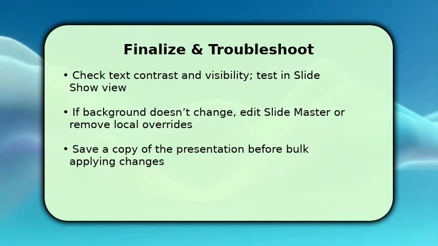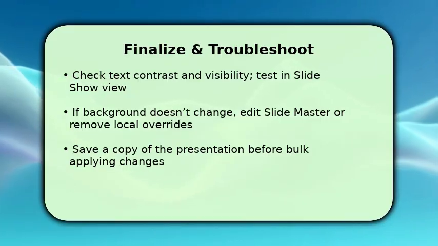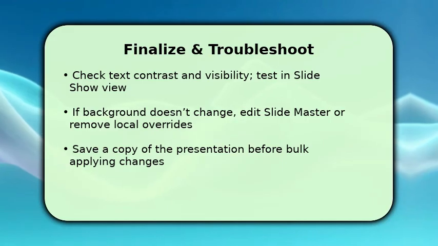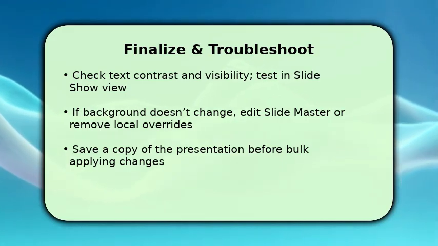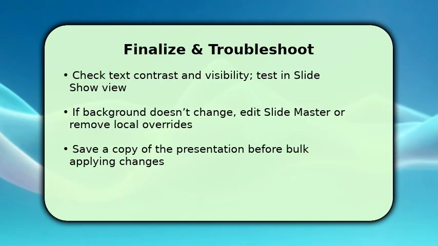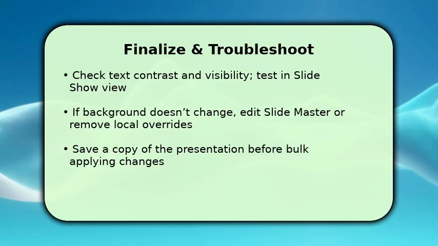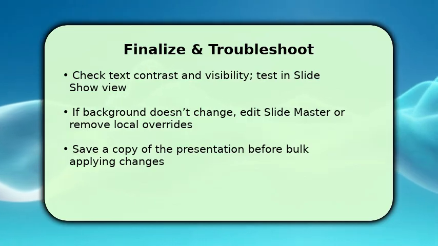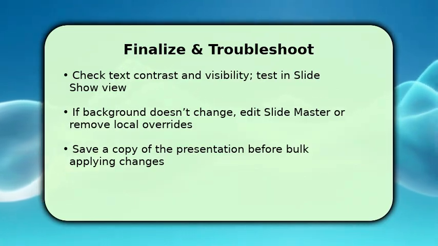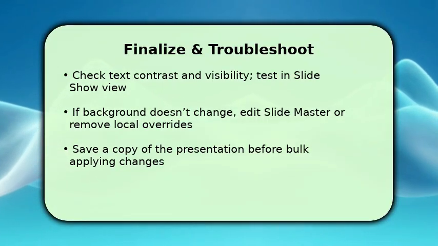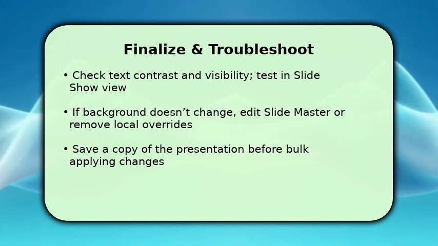Finish by reviewing the slide in Slide Show View to confirm contrast and readability under presentation conditions. Make sure headings and body text remain visible. Adjust color or transparency if they don't. If your change won't apply, open Slide Master. Local formatting can override slide settings, so clear any overrides or edit the master directly. Finally, save a copy before applying changes across many slides so you can revert if needed. This sequence secures consistency and gives you a quick recovery option.